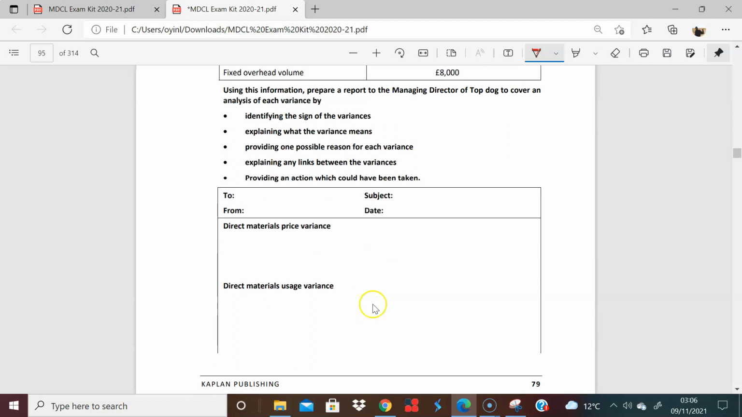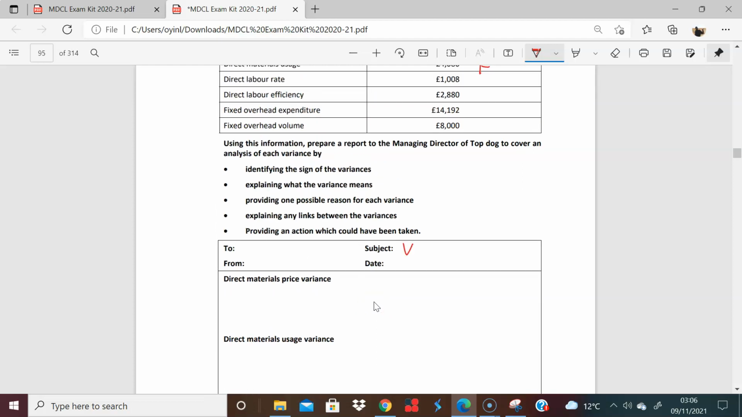So let's discuss these very quickly, one by one. Again, you put all your dates in, like you saw me do earlier on. You can call this variance analysis, but you must have a name in there. Variance analysis from an accountant, date 9/11, to the finance director, whoever's asked for this.